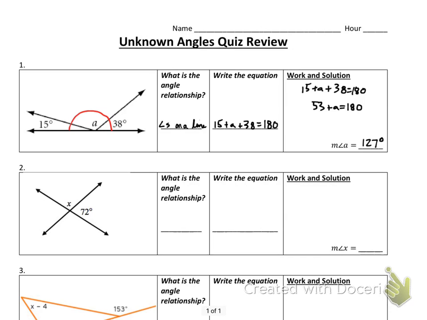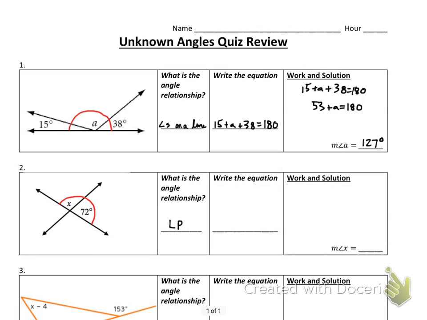Okay, next one. The angle relationship here, we've got x and the 72 right here. What would you call that? Linear pairs. Supplementary or congruent? These are supplementary. They add up to 180.